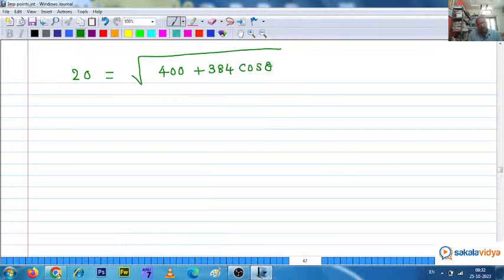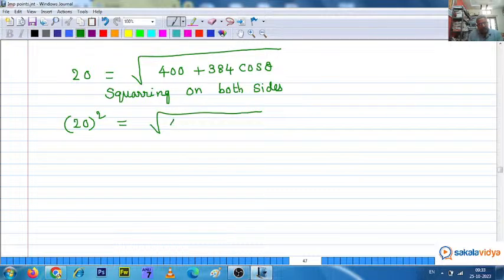Just think, what shall we do? Anybody? Do we have any idea? So very simple, squaring on both sides. On squaring both sides, what do you get? 20 squared equals the square root of 400 plus 384 cos theta, whole squared. What is the value of 20 squared? 20 into 20, that is 400.